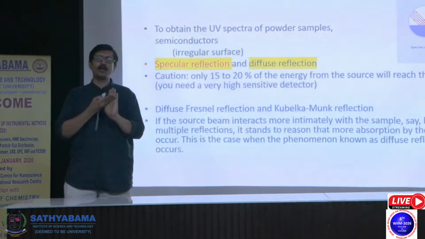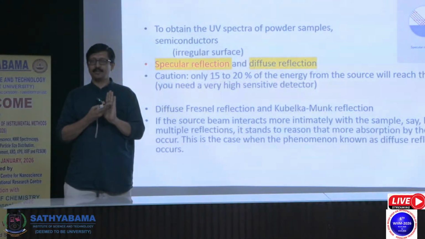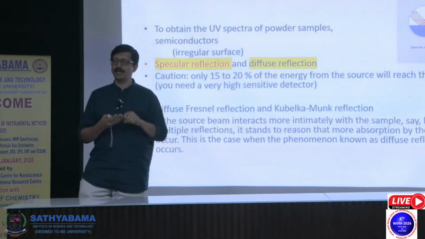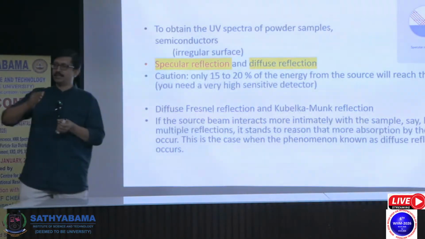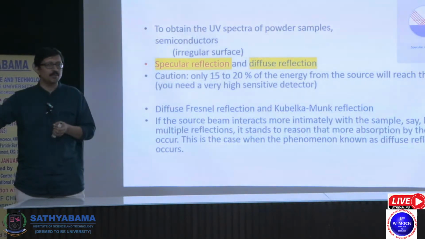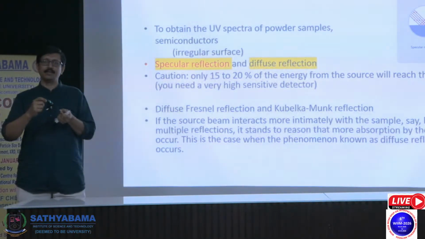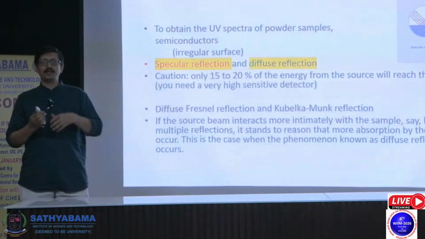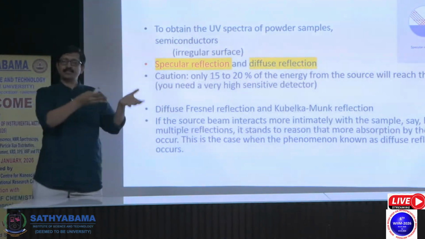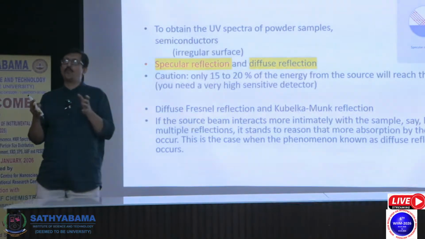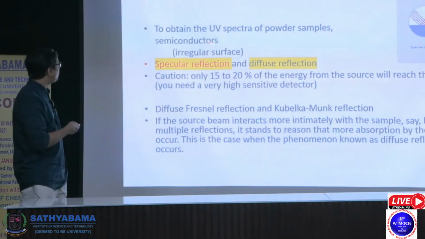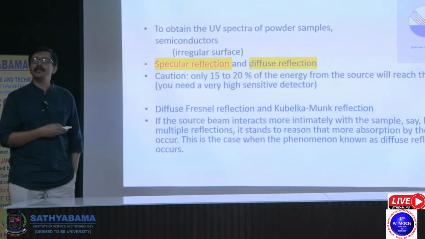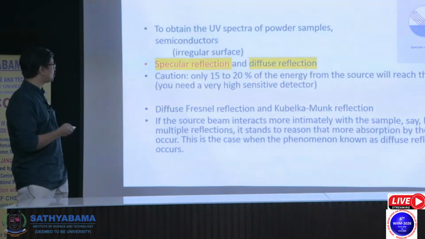So what happens to the light when it falls on a solid? It will reflect. So now the second question is, can you measure the reflected light and get some information about the absorbed light? Earlier, we were measuring the transmitted light and then getting some information about the absorbed light. Here, because it is not transmitting, it only reflects. So we collect the reflected light and see how much information we can get about the absorbed light. This is mostly used for powder samples, semiconductors. Wherever there is an irregular surface, we can use this kind of spectroscopy to find out absorption.